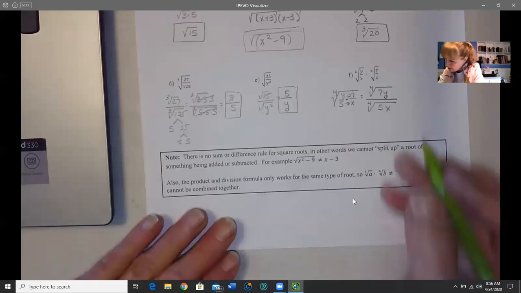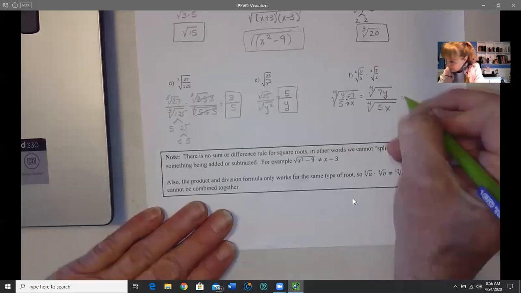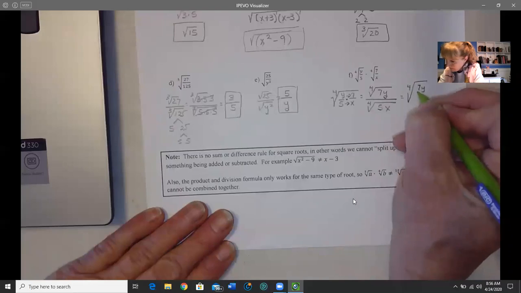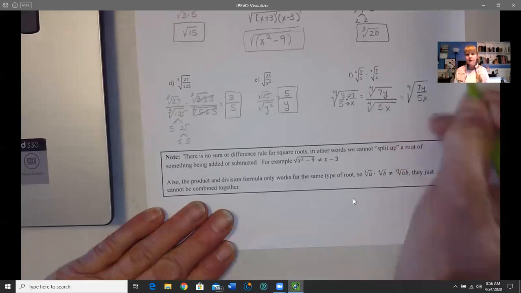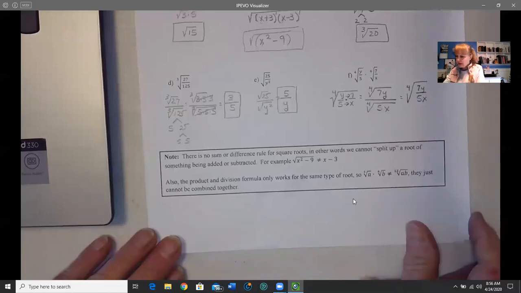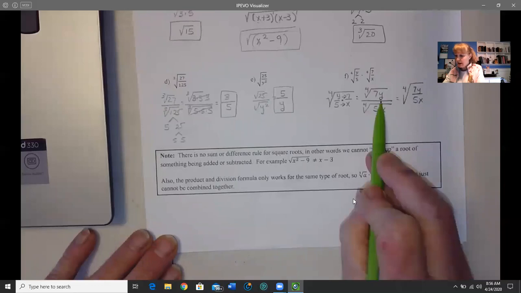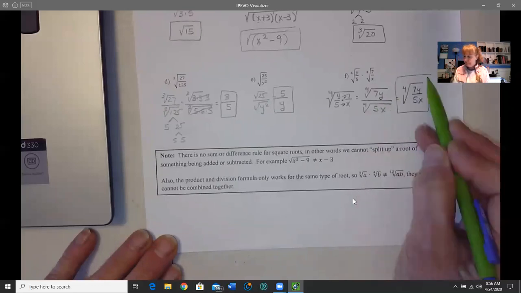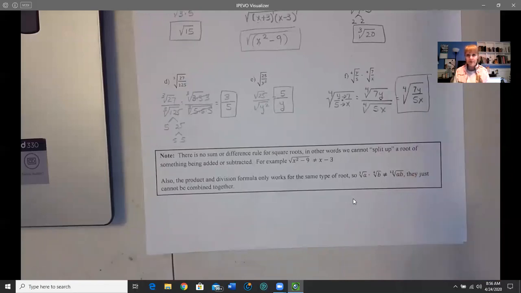Now you could also have written it like this. To tell you the truth, I don't know which way my math lab will accept. Neither one of these are incorrect. Probably this one right there. And it cannot be reduced.